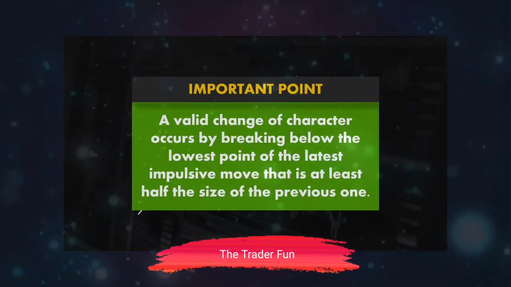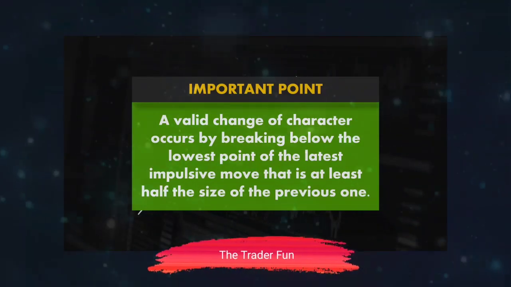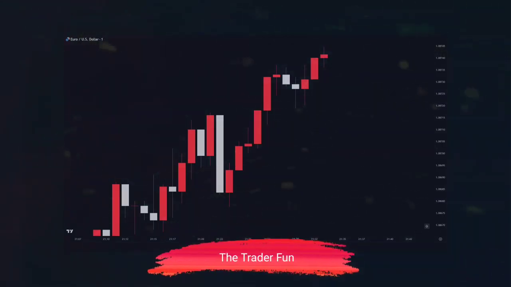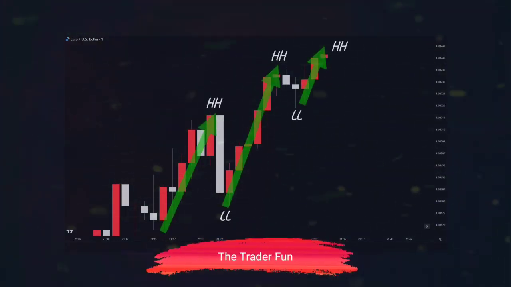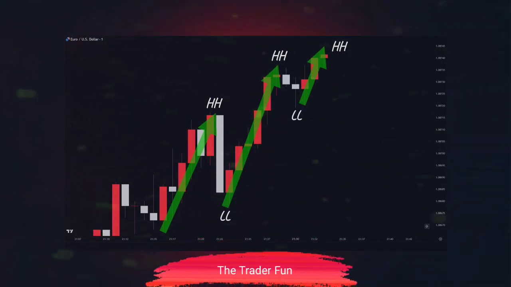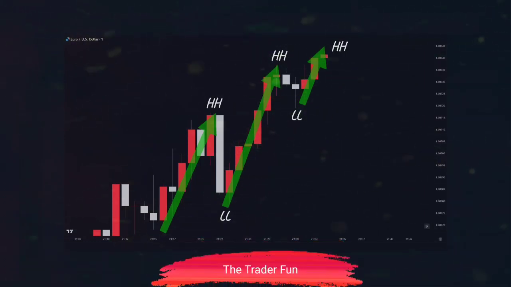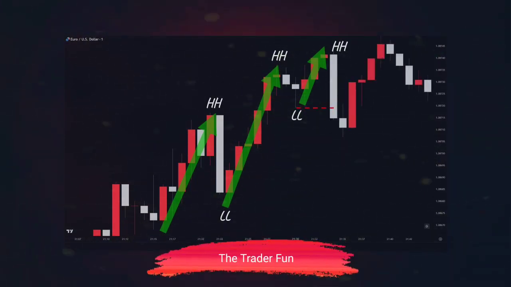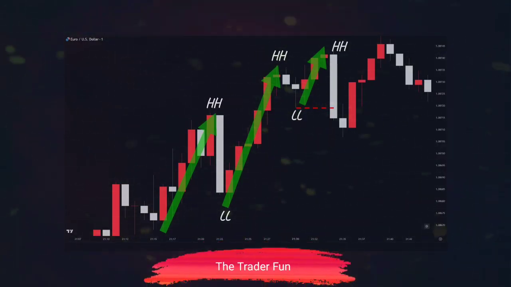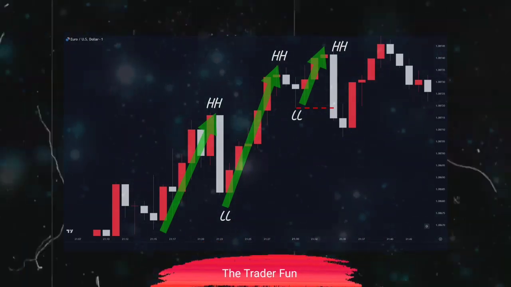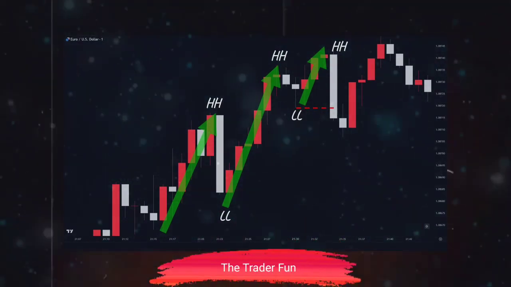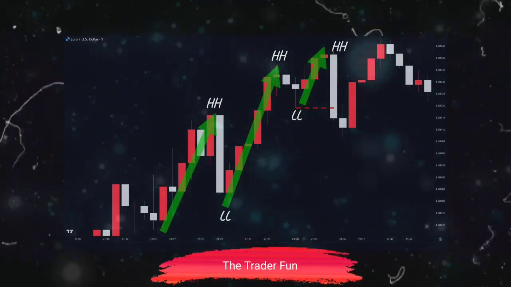So here is another rule for a change of character. A valid change of character occurs by breaking below the lowest point of the latest impulsive move that is at least half the size of the previous one. For example, look at this chart. If we apply the concepts of market structure, we would have 3 impulsive moves like this. All of them have created a new high, so breaking below the source of each one is considered a change of character. But look at the size of the third impulse. It's barely even half of the previous move. So in this case, if the price breaks below the swing low, we won't consider that as a valid change of character. So basically, we compare the scale of the latest impulsive movement with the previous one, and it should be at least half the size to consider it a valid reversal. So if the previous move is 40 pips, the latest impulse must be at least 20 or else we have no valid change of character.